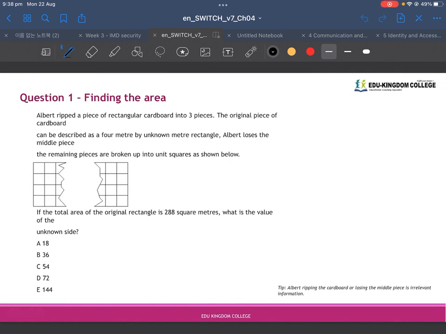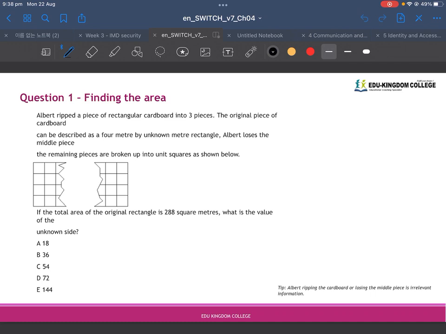Now, let's jump in. Question number 1, and we're dealing with finding the area. Let's have a read of the question. Albert ripped a piece of rectangular cardboard into 3 pieces. The original piece of cardboard can be described as a 4 meter by unknown meter rectangle. Albert loses the middle piece, but then the remaining pieces are broken up into unit squares as shown below. If the total area of the original rectangle is 288 square meters, what is the value of the unknown side?